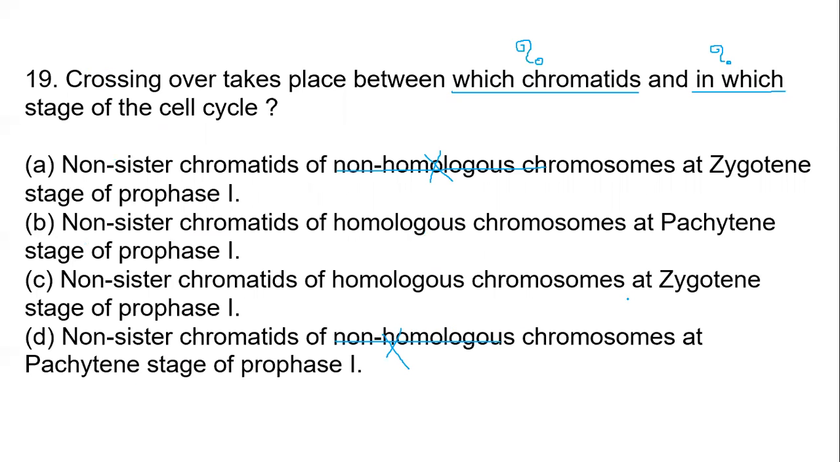Whether it is taking place in the pachytene or in the zygotene stage. Synapsis happens in the zygotene stage. As a result, crossing over happens in the pachytene stage. So the correct answer is option number B; the statement about the zygotene stage is a wrong statement.